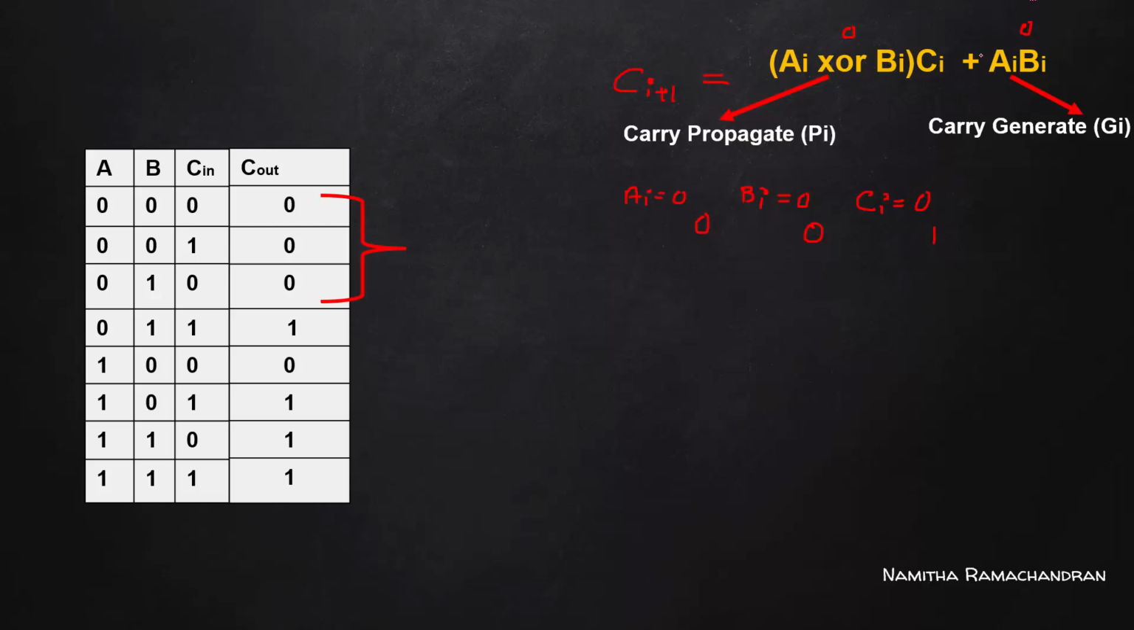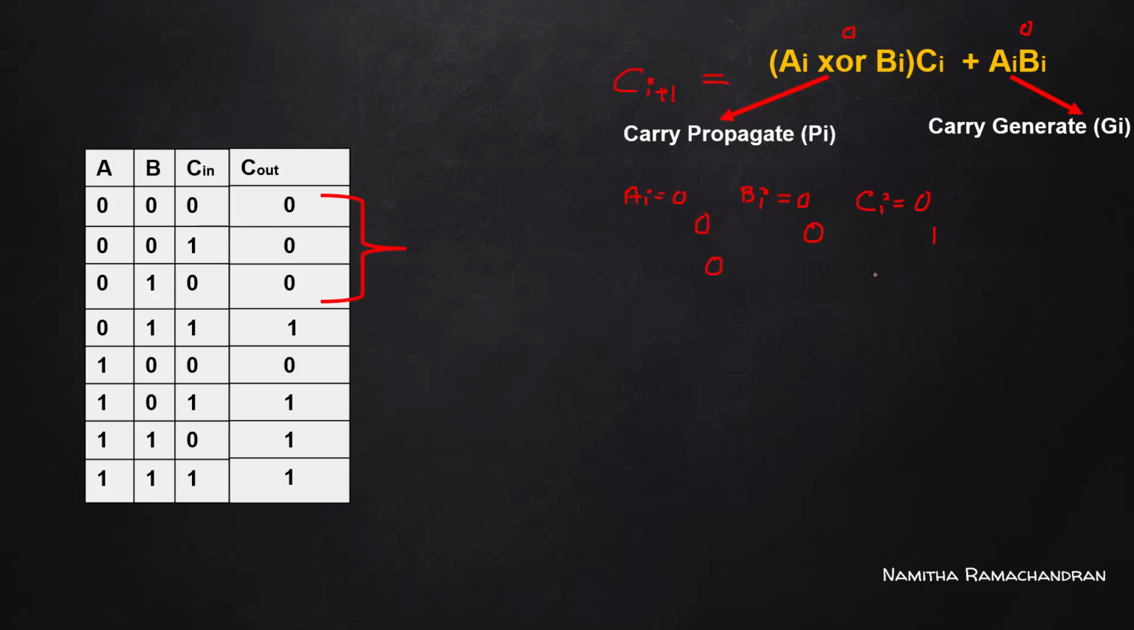This term after this OR is 0. What about this part? Ai 0, Bi 0. If both inputs are 0, the XOR operation returns 0. One term is 0. Then 0 and Ci value is 1. That is 0 and 1 is 0 again. 0 or 0 is 0. So for this particular input combination, here again the carry out becomes 0. Means no carry generated.